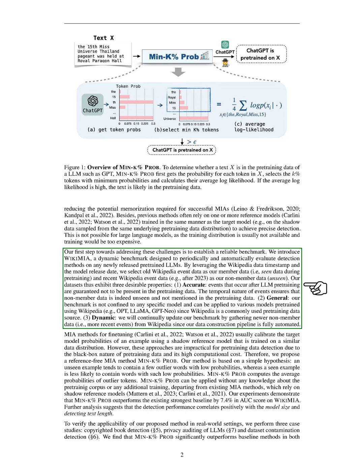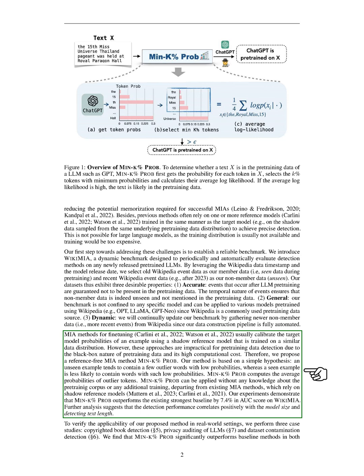Our first step to address these challenges is to establish a reliable benchmark. We're introducing WikiMIA, a dynamic benchmark designed to periodically and automatically evaluate detection methods on any newly released pre-trained language models. By using the Wikipedia data timestamp and the model release date, we select old Wikipedia event data as our member data, i.e., data seen during pre-training, and recent Wikipedia event data, e.g., after 2023, as our non-member data, unseen. Our datasets have three desirable properties: they're accurate, general, and dynamic.